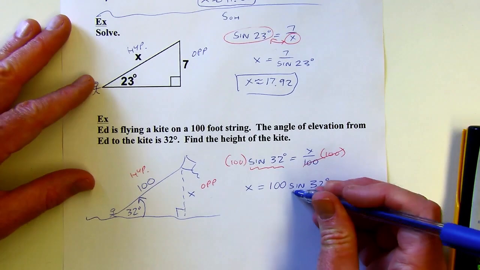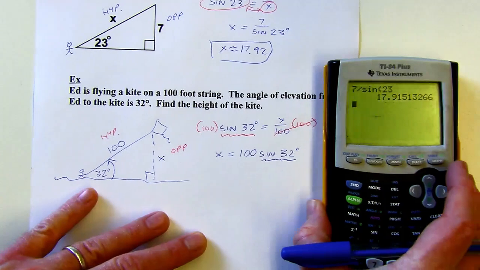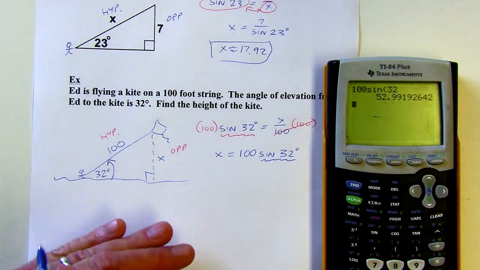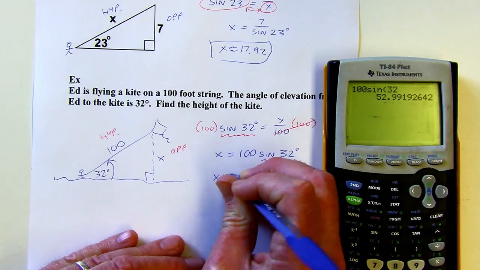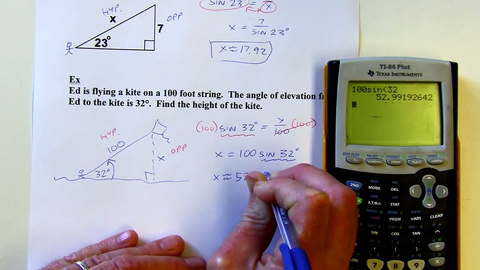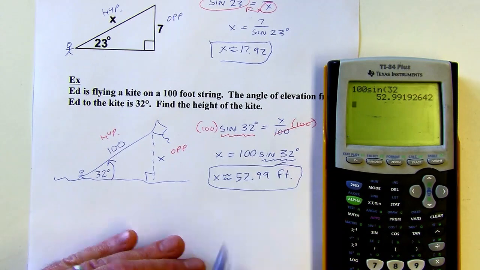So some calculators might have you put this in your calculator first, then multiply by 100. If you've got a calculator like mine, you can just type it in, 100 sine 32 degrees, and that puts us at 52.99. And if we're going to the nearest hundredth again, 52.99, and this is in feet. And there we go. Okay.